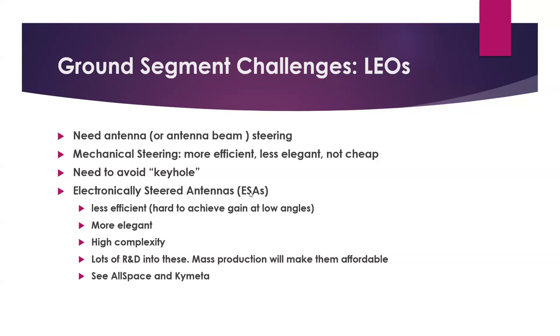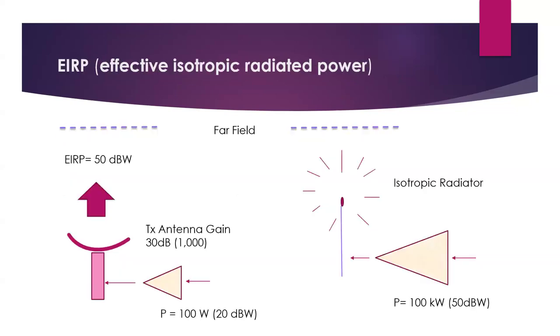And these electronically steered antennas, ESAs, tend to be less efficient than the parabolic dish, because the parabolic dish basically has the full gain pointing at the satellite and following it. In a flat steerable antenna, you have the geometric issue of lowering the gain when you're pointing sideways. But the electronic steering antennas are definitely more elegant, but much more complex. And there's a lot of R&D into these areas, and the mass production of these babies is making it affordable. And I showed some slides about a company called Allspace. It used to be called Isotropic. And I think they have a very nice concept of a steerable antenna.